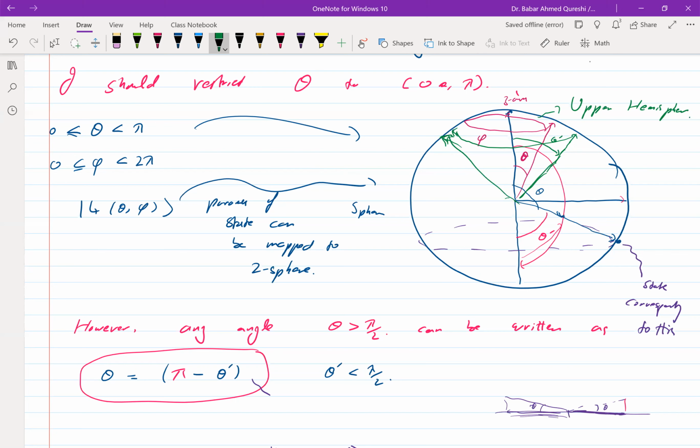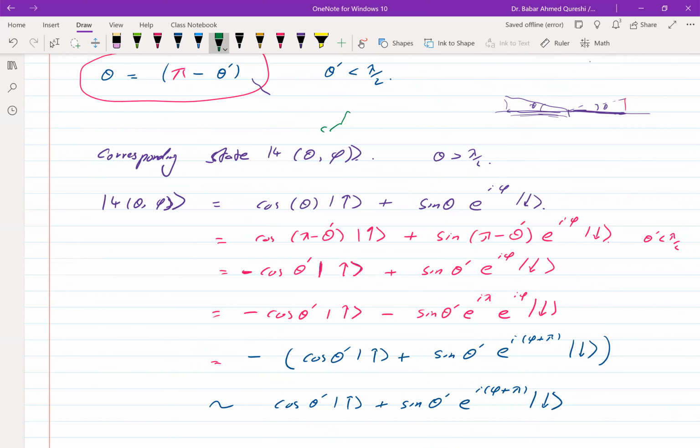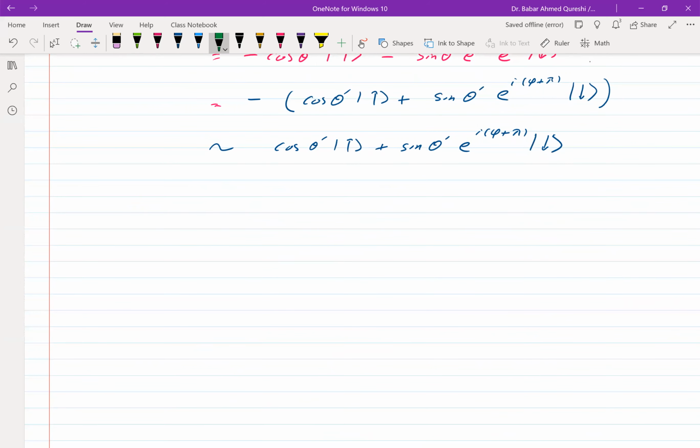That means this state, which is in the lower hemisphere, is the same as this state on the upper hemisphere. So you can look at it this way as well. This angle is the same as this angle. If this was pi minus theta, and then you come back here, this state is equivalent to this state. That means the states in the lower hemisphere are redundant. I don't need them. This state where theta was more than pi by 2 is the same as this state where theta dash is less than pi by 2. So it's in the upper hemisphere.